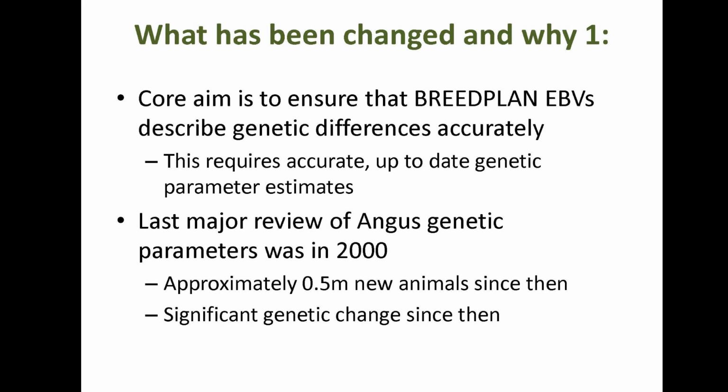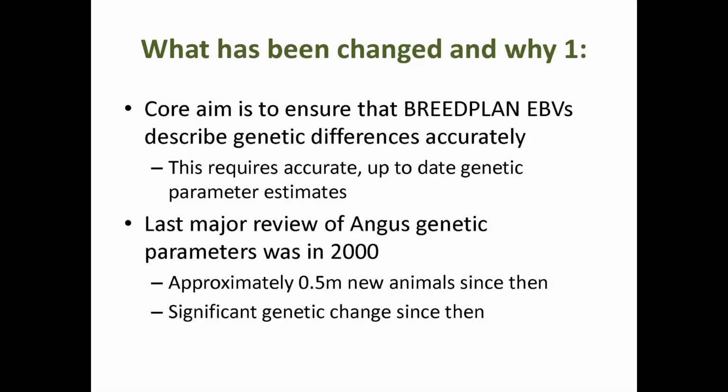So I want to start by just reminding you that the whole purpose of Breedplan is to describe the genetic differences we know exist in cattle, and to do that accurately. That's what EBVs are for. They're simply descriptors of the genetic merit of animals. They're based obviously on performance, pedigree, etc., but they're there to try to describe as accurately as possible genetic differences between cattle. And one of the things that's important in making sure the EBVs and the indexes are accurate is that what are called genetic parameters are estimated, and they're up to date.